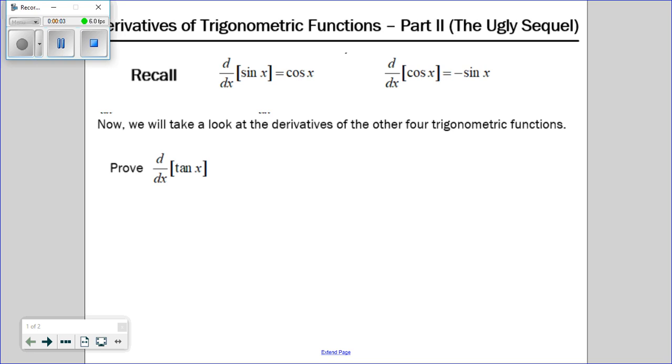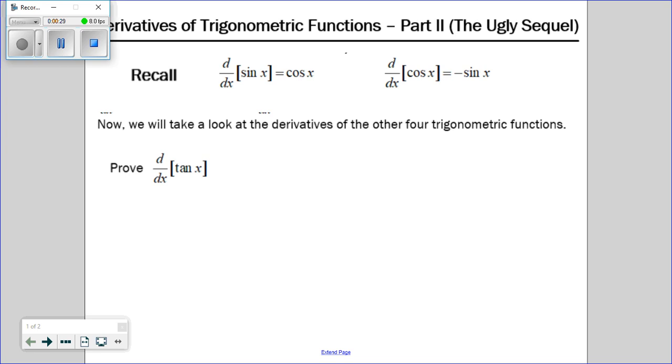Hi everybody. In this video we're going to talk about the derivatives of the remaining trig functions. So in a previous video you learned that the derivative of sine of x is equal to cosine of x, and that the derivative of cosine of x is equal to negative sine of x. So now we're going to look at the derivatives of the other four trig functions.